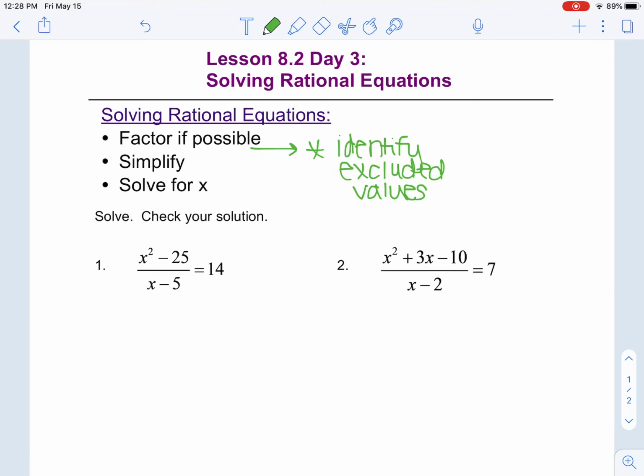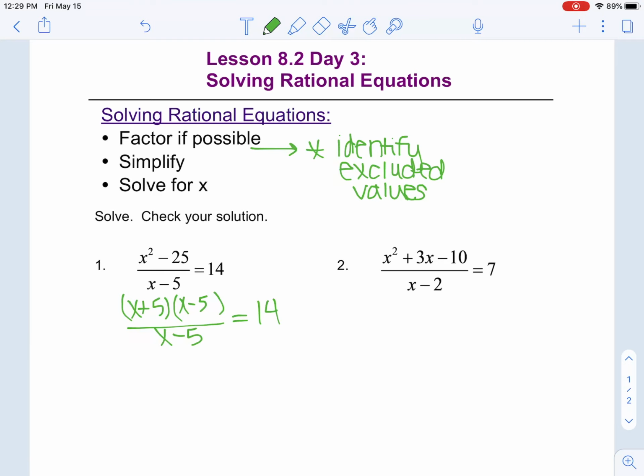original equation. So starting with number 1, we have x squared minus 25 over x minus 5 equals 14. First I'm going to factor the numerator. I can see that I have a difference of perfect squares. So we take the square root of the first term, the square root of the last term, which is 5, and we have x plus 5, x minus 5. Then in the denominator, we still have x minus 5, and that equals 14.